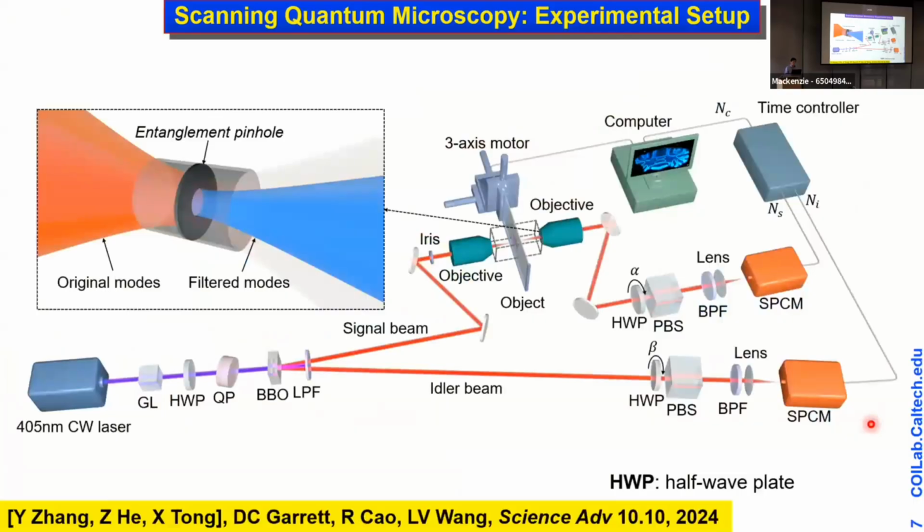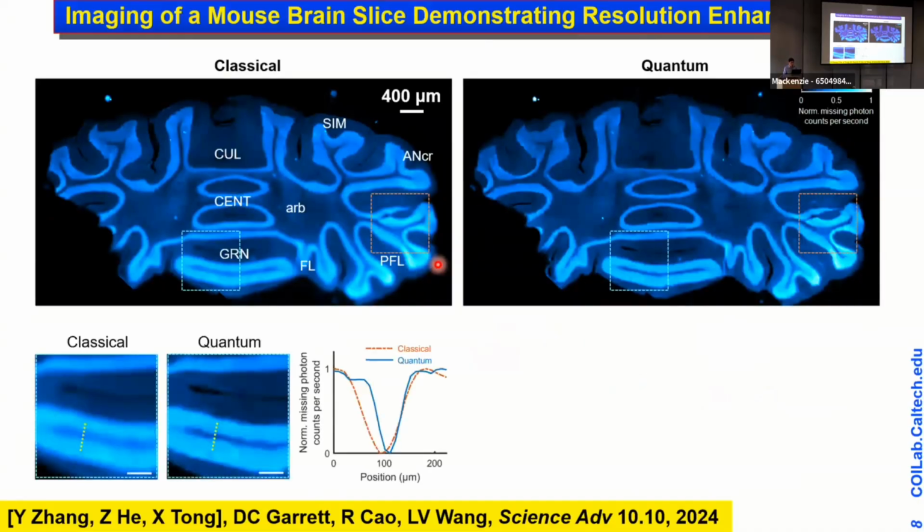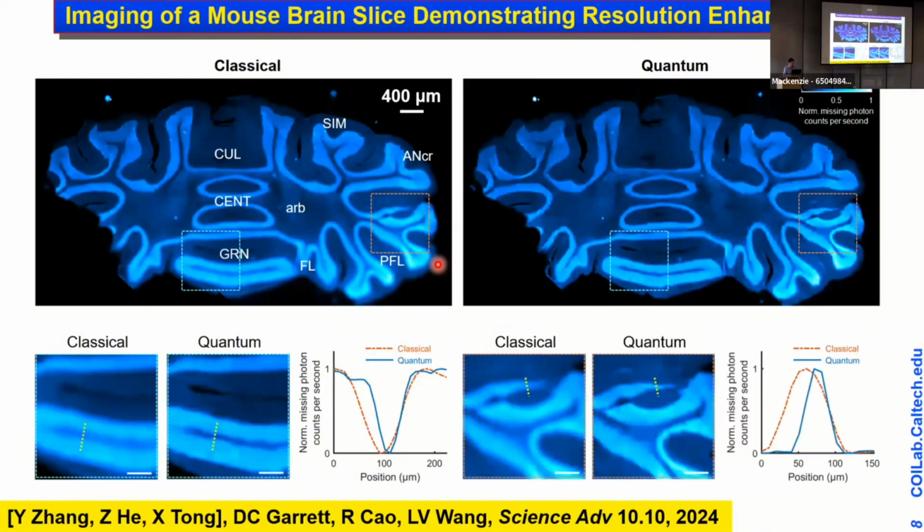So this is a busy slide. Let's look at the key components here. You can see this illustration of the entanglement pinhole effect due to coincidence detection. And we can also add polarization analyzers to detect birefringence. This can get quite interesting as well. This is a demonstration of a mouse brain slice. You can see the enhancement in resolution, and you can look at line plots. If you were to quantify this, you will observe roughly a square root of 2 enhancement in spatial resolution, as expected.